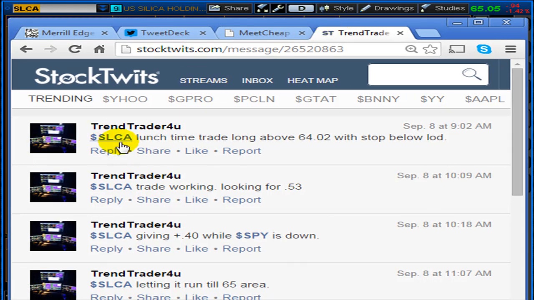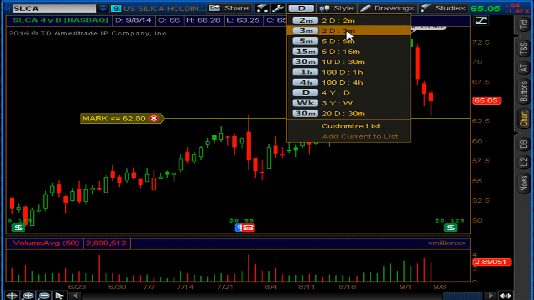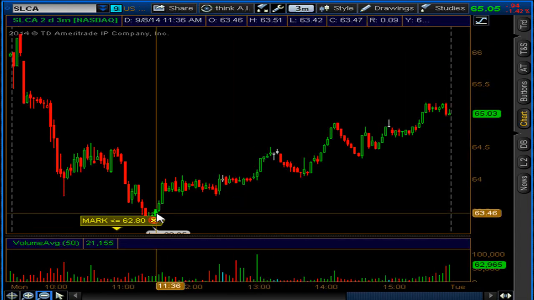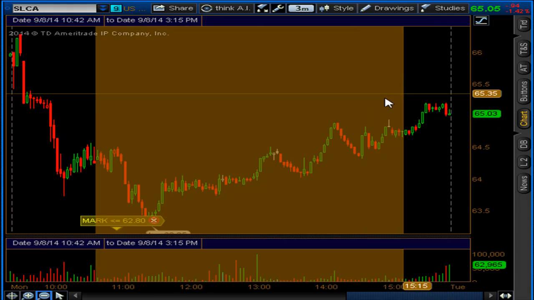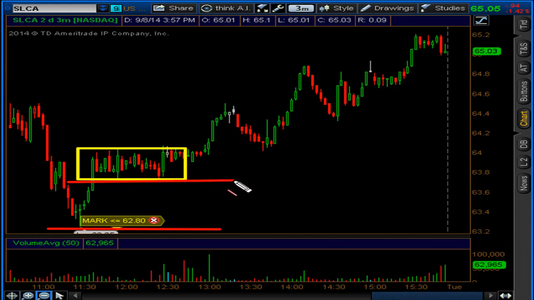So this is what I called. I called SLCA lunchtime trade, long above 64.2 with a stop below low of the day. If I go into the 3 minute, that's where I trade. So 64.2, right around this area. Let me draw. So it was long above this area right here, and I said the stop would be low of the day, which would be right here, but that was to be on the safe side. But a stop below this could have also been used.